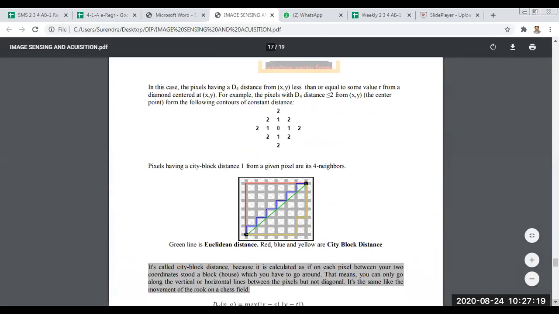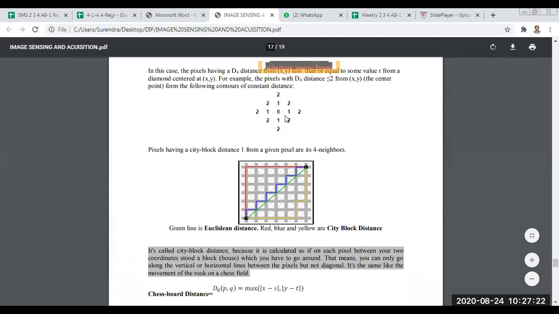Graphically we can show it here. This is the diamond version, 0 1 2, 0 1 2, which is the distance from the center pixel to the neighborhood pixels. Here I am graphically showing Euclidean distance and city block distances. The green line is the Euclidean distance, the normal distance. This black dot is P and this black dot is Q. The Euclidean distance is the green line, and the remaining red, blue, and yellow are the city block distances.